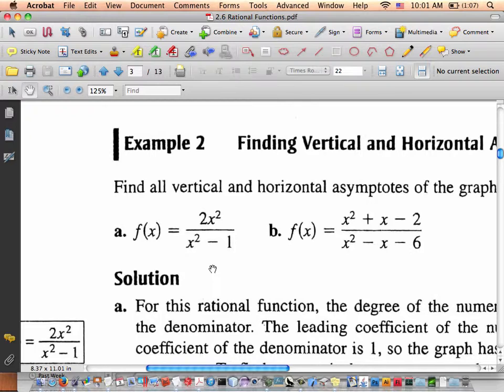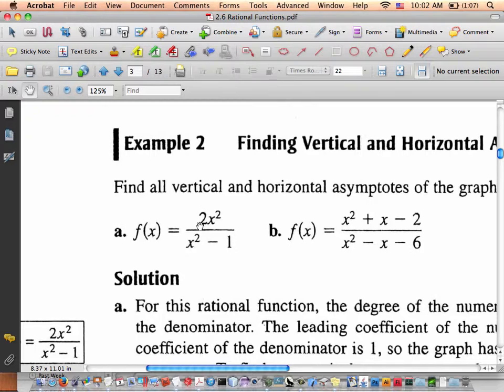Horizontal. So this is where we have to let x get big. x has to go to positive infinity and negative infinity. Katie told me it's what? It's 2. Now why is it 2? Because look at the powers of x. They're the same. So it's going to be 2. Very good. Does that make sense?